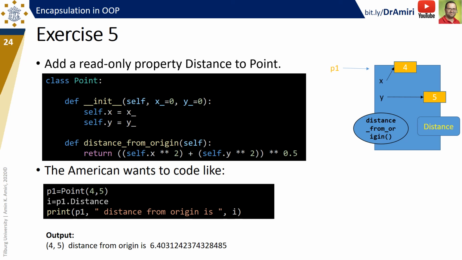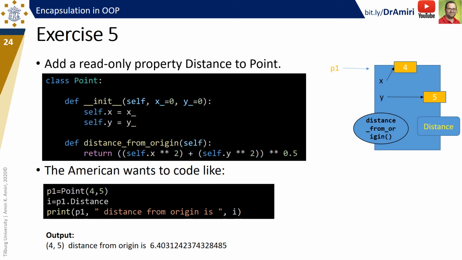This time, I would like you to remember the class Point where we had two attributes, x and y, and a method distance from origin. I would like you to add a read-only property called distance. When I say read-only property, I mean you only need to write down the getter property, not the setter property. Read-only getter property. So the American wants the code to look like this. The property is like that. You would call p1.distance. There is no parenthesis after that.